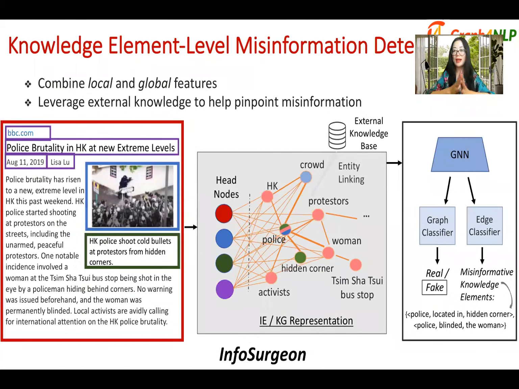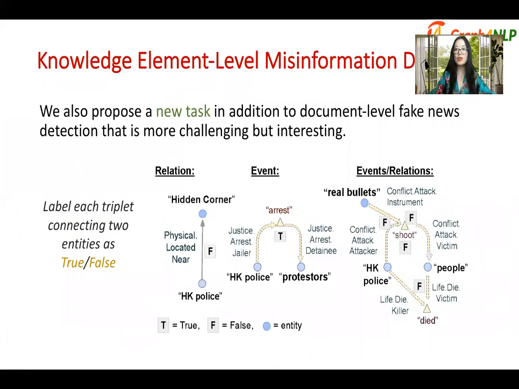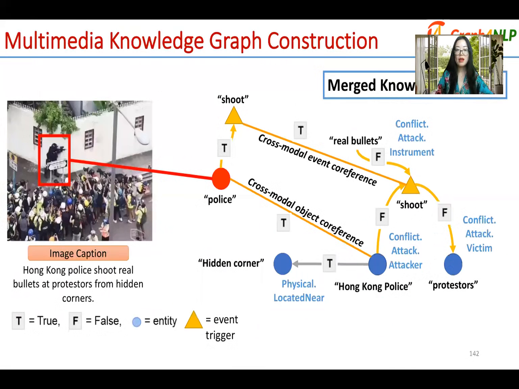So the idea is to apply what we have already mentioned about multimedia information ingestion to construct a multimedia knowledge graph. And then we train a binary classifier and apply it to every triplet, and classify every triplet as true or false. For example, here all of these triplets are false because they don't have supporting information from another data modality or from other parts of the document. So for example, here, the caption is fake because the police was not shooting onto the crowd.